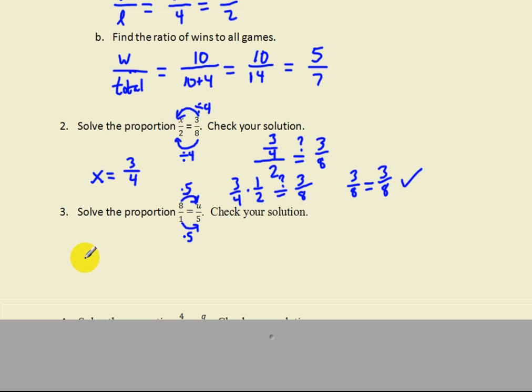So u is going to be equal to 8 times 5, which is 40. Then we can check our solution. Does 8 over 1 equal 40 over 5? In this case, we can go ahead and do a division. 8 divided by 1 is 8. 40 divided by 5 is 8. So that checks.